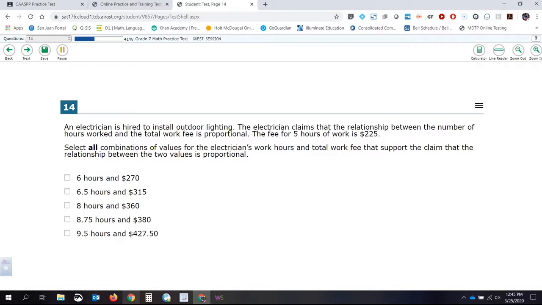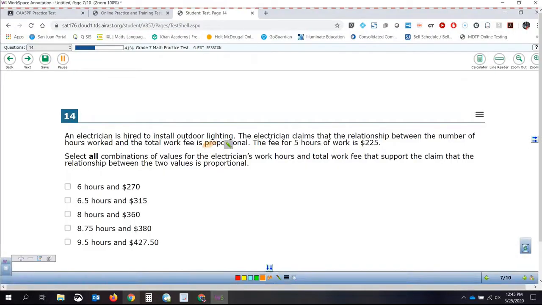All right, question 14. An electrician is hired to install outdoor lighting. The electrician claims that the relationship between the number of hours worked and the total work fee is proportional. We're going to come back to that. The fee for 5 hours of work is $225. Select all combinations of values for the electrician's work hours and total work fee that support the claim that the relationship is proportional.